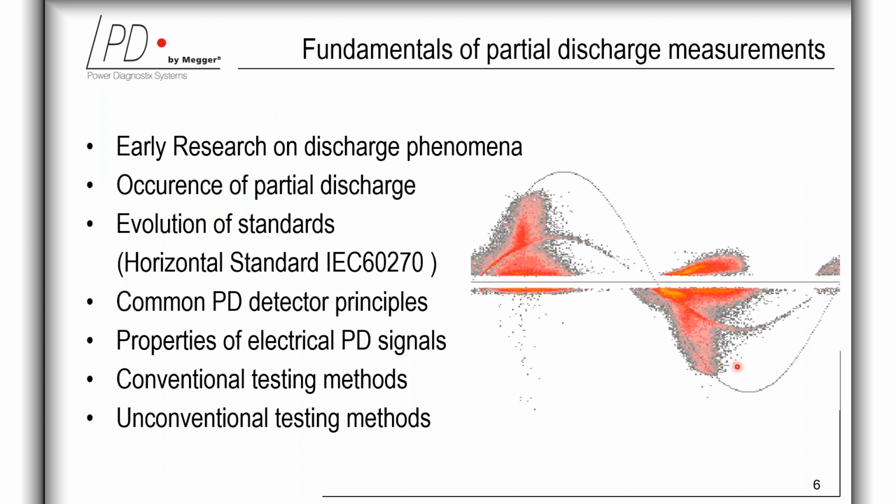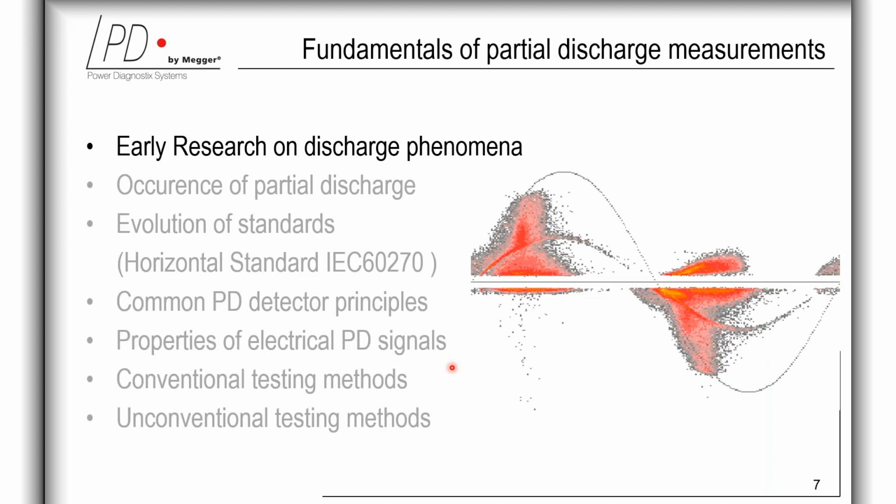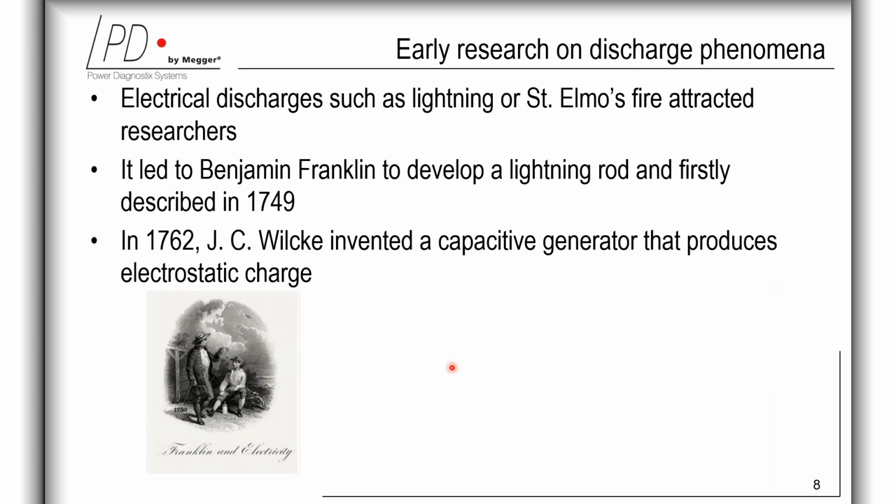I would like to start with just a presentation outline. First, we are going to go into early research on discharge phenomena, followed by occurrence of partial discharges, and then we are going to move into horizontal standard IEC 60270, followed by the common PD detector principles. And then properties of electrical PD signals, and in the last two chapters, we will be talking about conventional and unconventional testing methods.